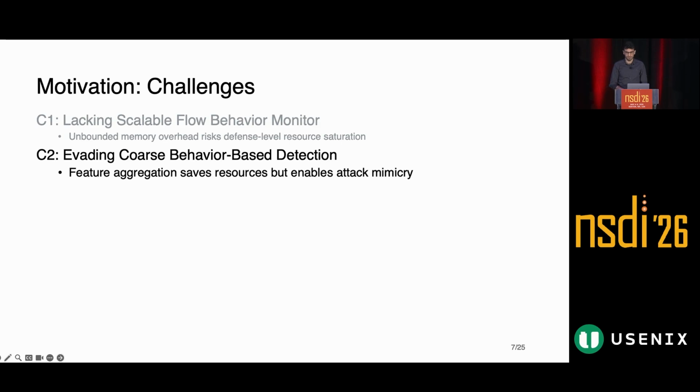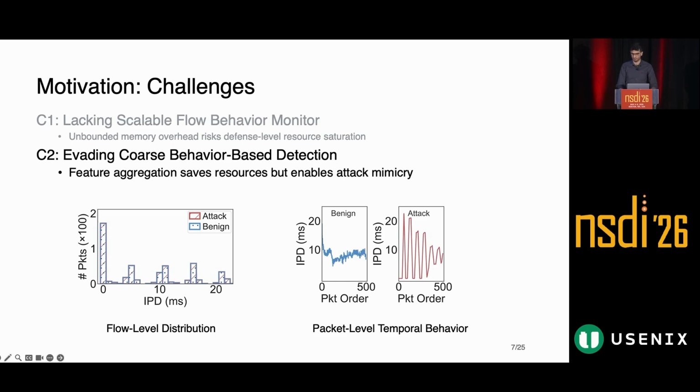Second, evading coarse behavior-based detection. State-of-the-art approaches for flow measurement mainly rely on flow-level aggregated features, such as packet size and inter-packet delay distribution. However, this design overlooks packet-level temporal dependencies and rich metadata within the flow. While the design helps with resource constraints, the highly aggregated features allow an attacker to forge attack flows to mimic benign patterns, and at the same time hide their malicious behavior. As shown in the left figure, attack and benign flows are identical when viewed through this flow-level distribution. However, once we view them through the temporal dimension, they exhibit completely different behavior.